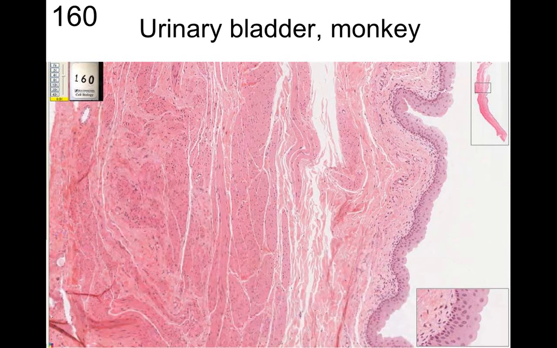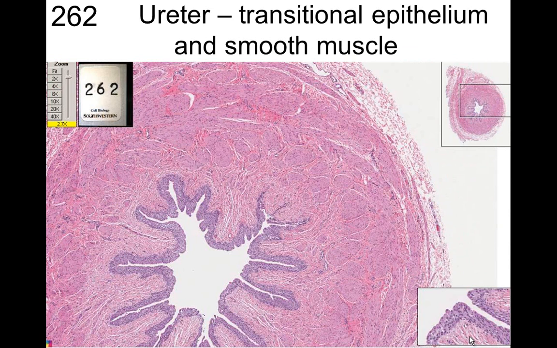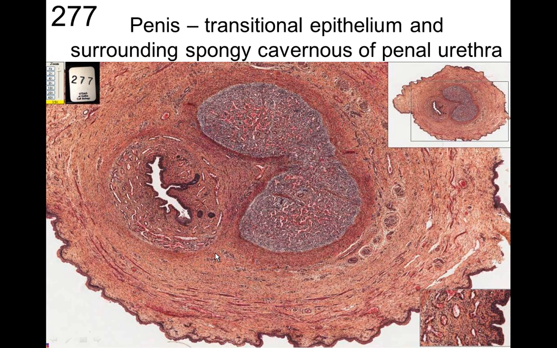In the urinary bladder, we have a transitional epithelium, and we can see a scalloped type of surface whenever the bladder is relaxed. So it's transitional epithelium in the urinary tract. Also in the ureter, again, we have transitional epithelium surrounded by connective tissue and muscle.